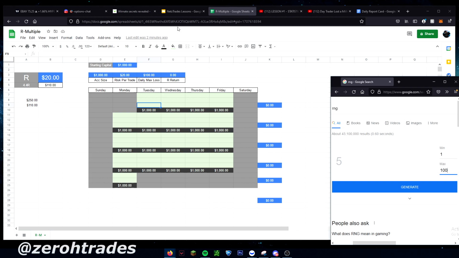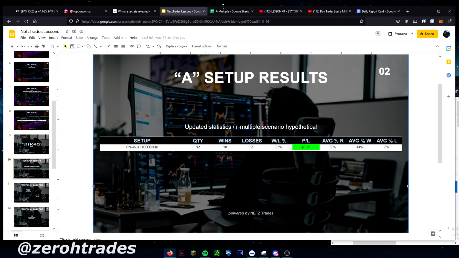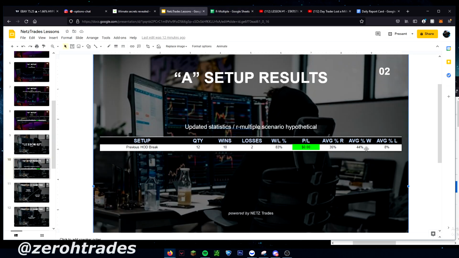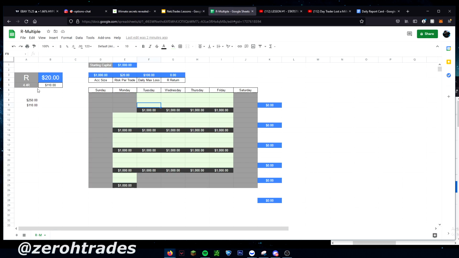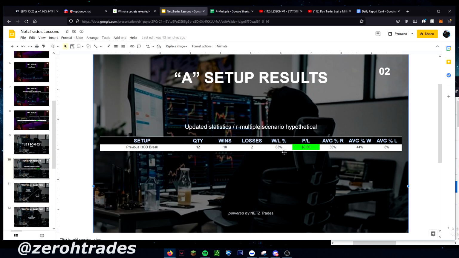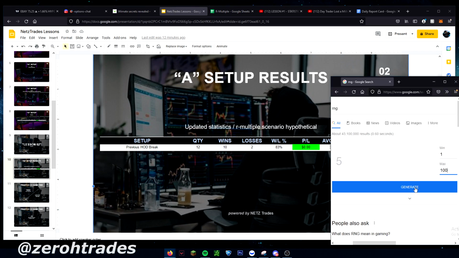And how I got this number was, since our average loss is 8% and our risk per trade is $20, 8% of this would be $20. So that's how I got that number. And then this number would be what our average win is based on a 44% average winner. That's 44% of the 250, our position size. So that's how I got those two numbers. And then we're going to be using the random number generator for our win-loss percentage. So since we're winning 83% of the trades, if we generate a number and it's 1 to 83, it'll be a winner. And if it's 84 to 100, it'll be a loser.